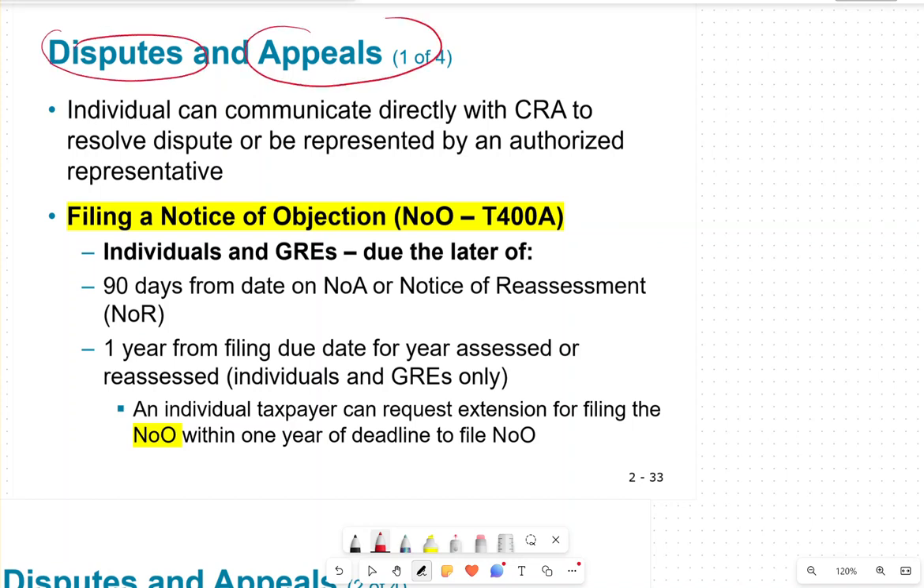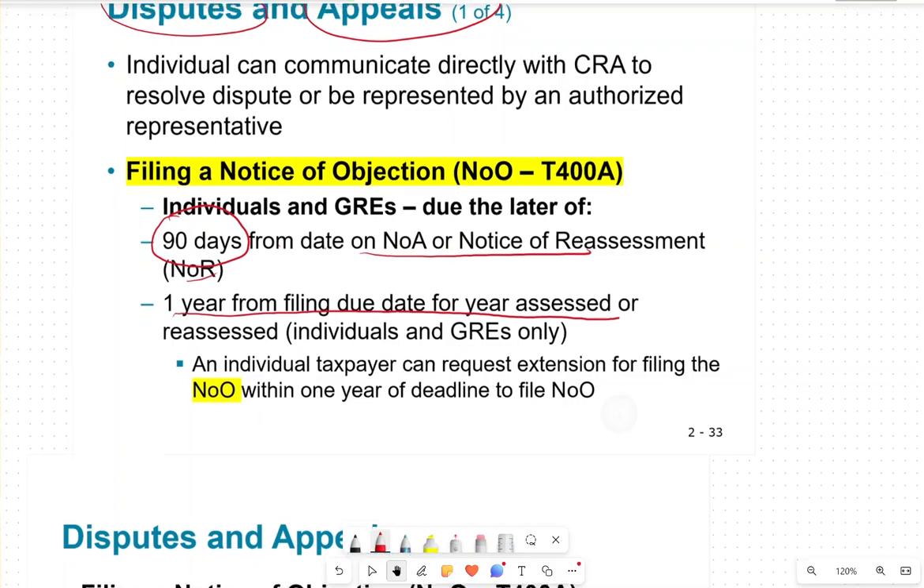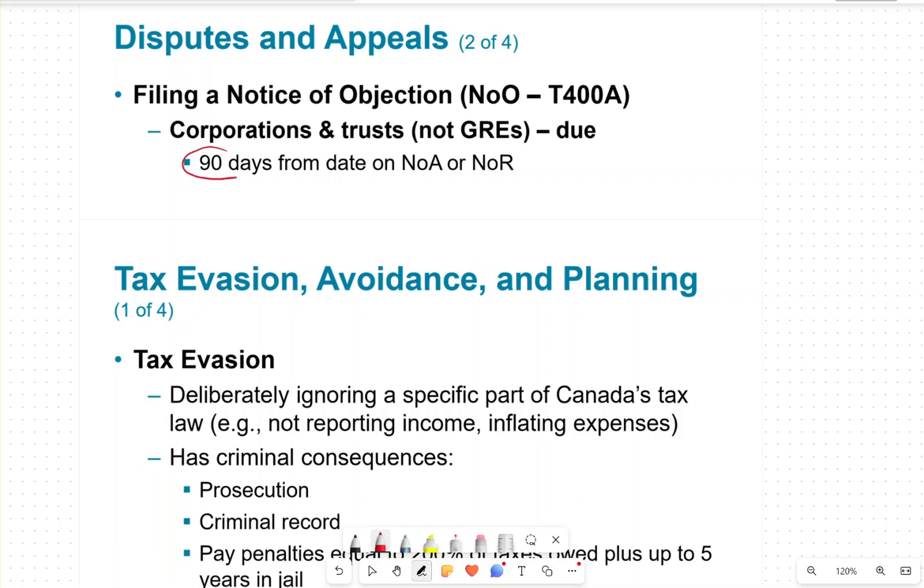When you get a notice from CRA, you have 90 days from the date of the notice of assessment to appeal for that dispute, or one year from the filing date for the year you are being assessed for. So that's what you have: 90 days from the date of an assessment, or one year from the filing. For corporations and trusts, they have 90 days from the date of notice of assessment or notice of reassessment.